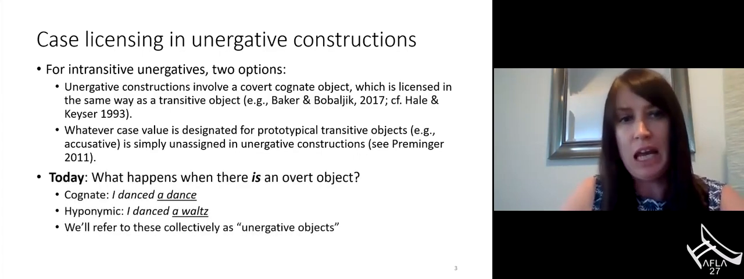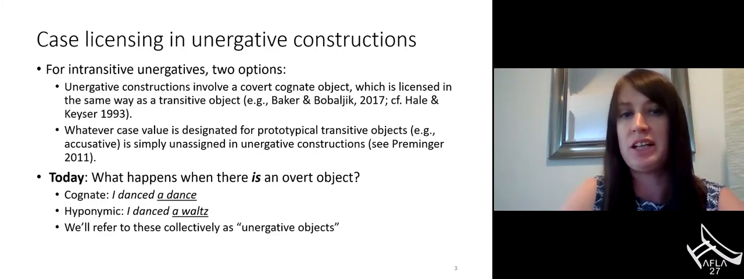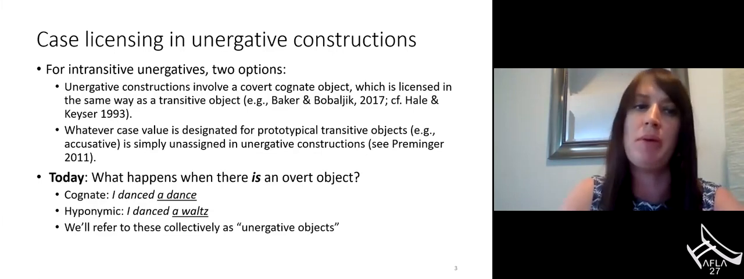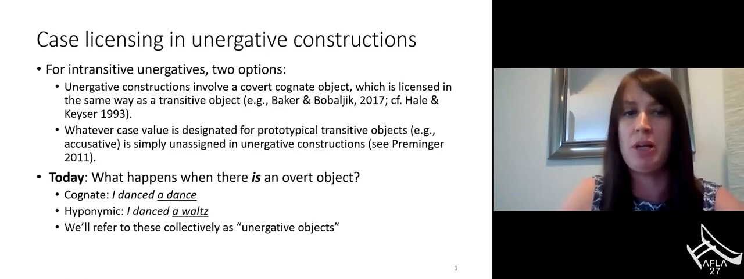Our focus for today, however, is what happens when there actually is an overt object, and we're going to refer to these collectively as unergative objects. What we mean by unergative objects are cognate objects, such as in I danced a dance, and hyponymic objects, as in I danced a waltz.